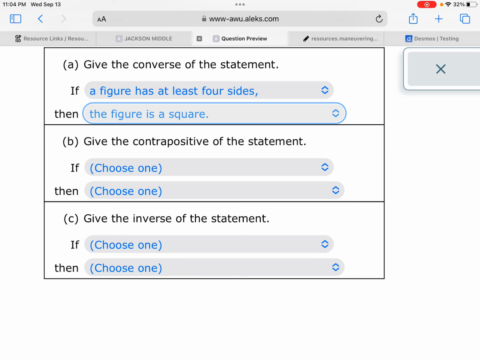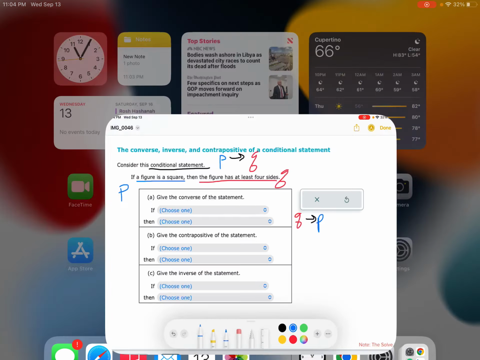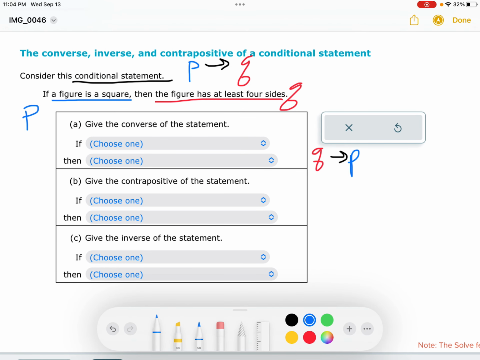Let's try contrapositive. The way that we remember contrapositive is that it's the most complicated word, so it's going to be the most complicated formula. I need to swap them again, so it's going to be Q first. But I don't want regular Q, I want negation Q, basically not Q. I'll write out what that would look like in a second. And then we're going to go to negation P, or not P.